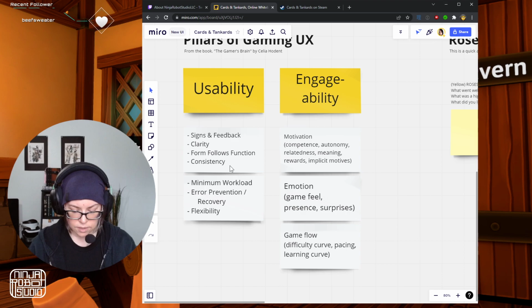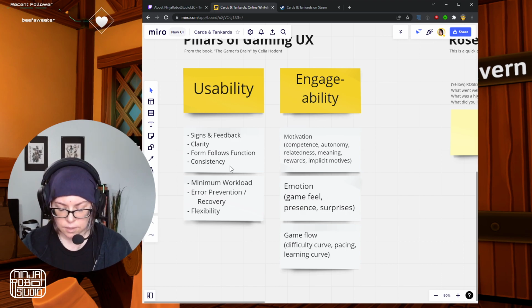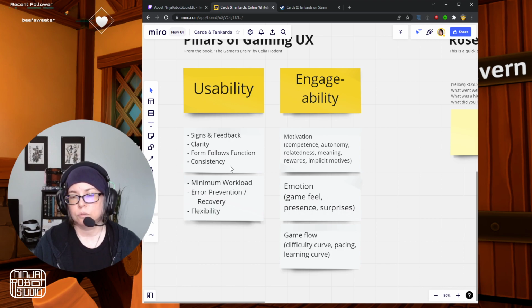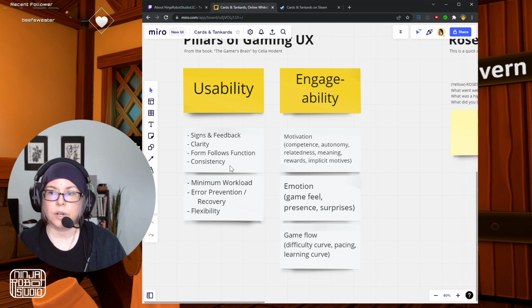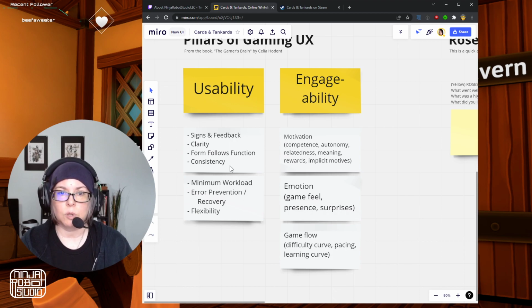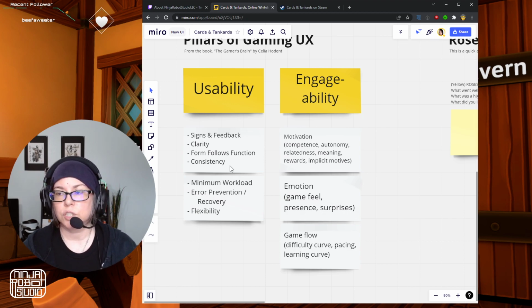And then for consistency, all those signs, those feedbacks, those controls, and the interface should be consistent. And should follow conventions that people are used to. For example, behaviors in MMOs, people have certain expectations for how enemies are designated versus allies versus NPCs. Those all have patterns that people are used to when they're playing MMOs, and we should want to follow those patterns. And we should also want to follow patterns for regional game controls.